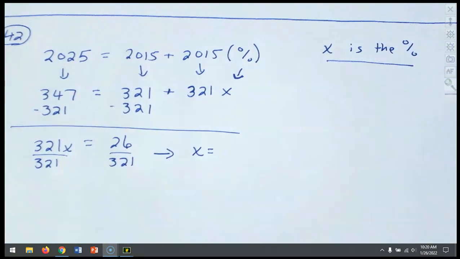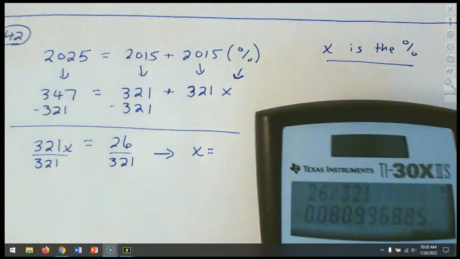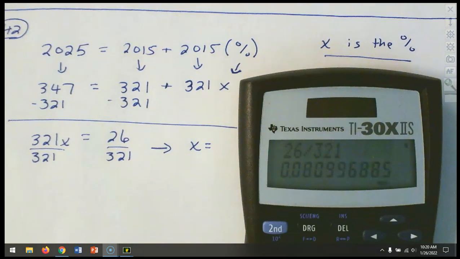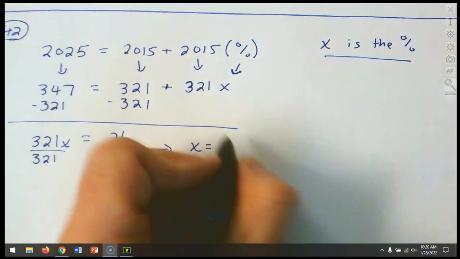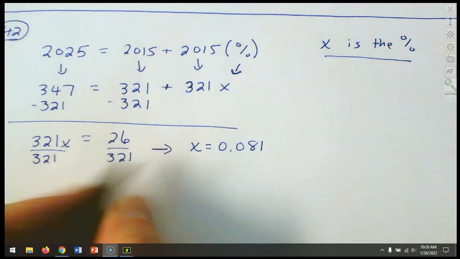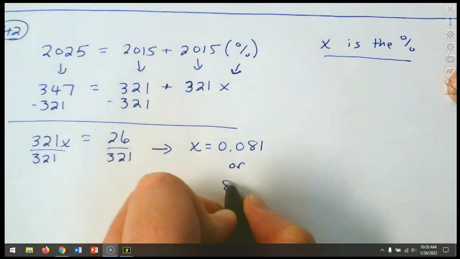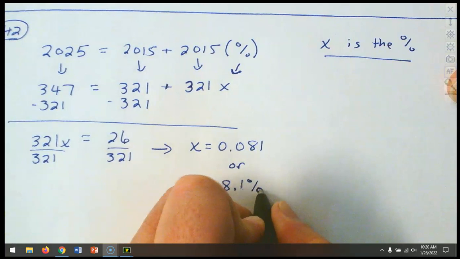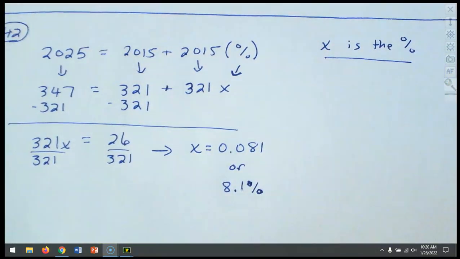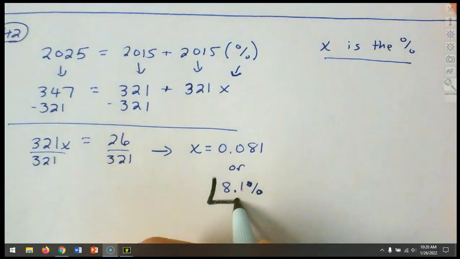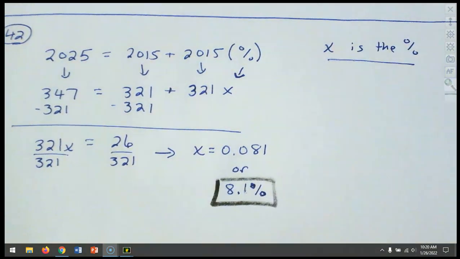And that should now give us our value. We want it to 3 decimal places. So 26 divided by 321. And we're going to round this to 3 places here. So that's 0.081 if we round. And as a percent, that's 8.1%. So that would mean the population is expected to grow at a rate of 8.1%.